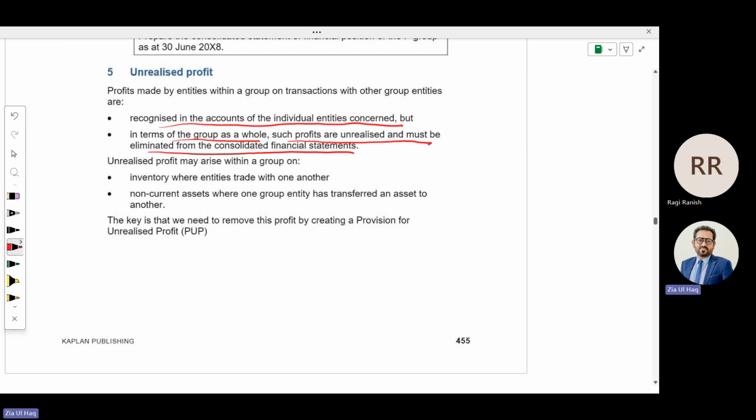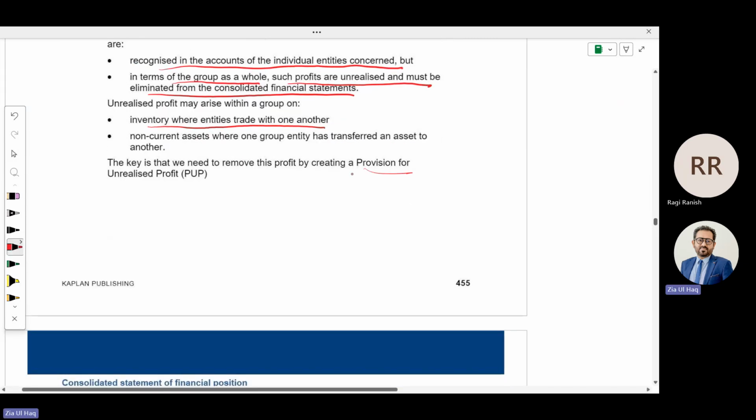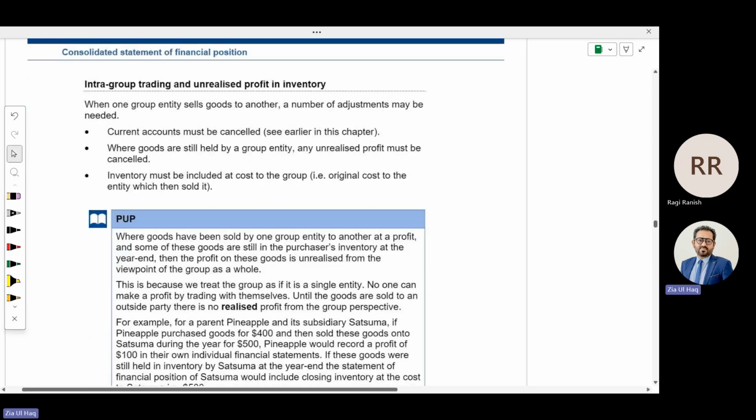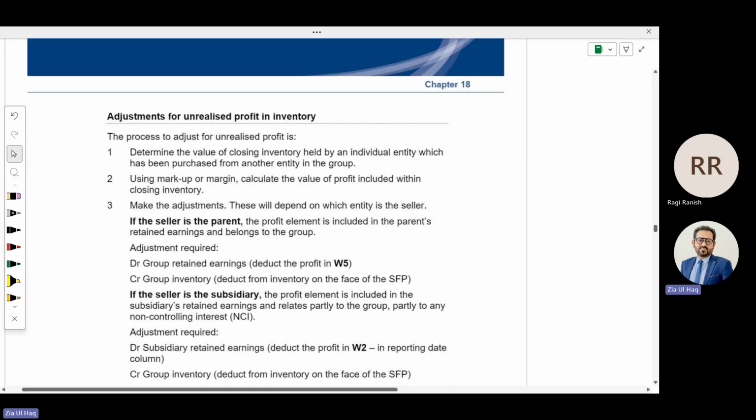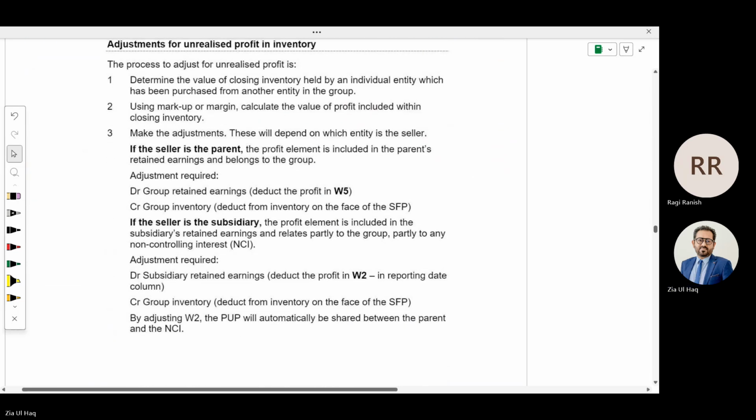Unrealized profit may arise within the group on inventory where entities trade with one another, or sometimes entities sell assets to each other. And they are selling assets based on market value, meaning there is a gain or loss on disposal. So a provision for unrealized profit we need to create. There was some rule that I want to get. Make the adjustment relating to unrealized profit.